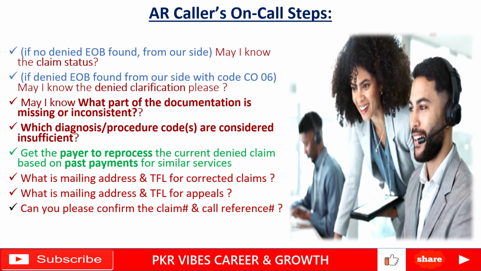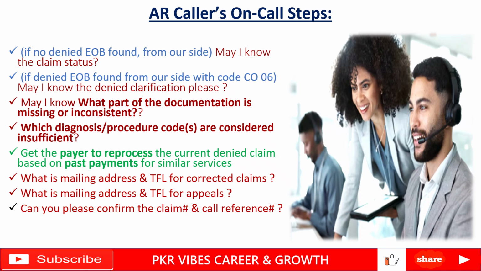Based on this question, the insurance representative will understand that you are already aware of the denial and just want clarification on it. At that time, the insurance representative will ask for provider details and then the claim number. If you provide the claim number, they will provide the denial clarification for that denial. I think they will tell that the denial is because the diagnosis or procedure, whatever you billed, is inconsistent with the patient age. So that is the reason.